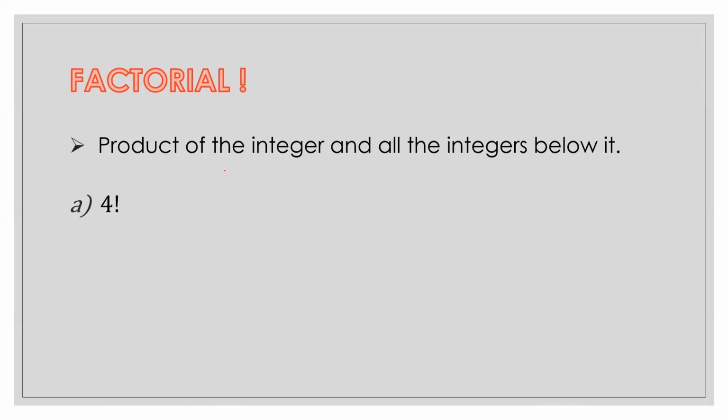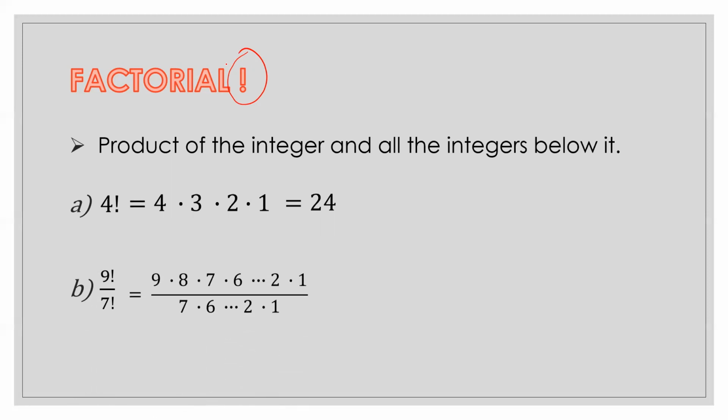For example, 4 factorial, that's how you read that, is the product of 4 times 3 times 2 times 1. And that would be 24. If you had 9 factorial divided by 7 factorial, then on the numerator you have 9 times 8 times 7 all the way down to 1. And on the denominator you would have 7 times 6 all the way down to 2 times 1. And we can see that 7, 6 all the way down to 1 are common factors in this fraction.